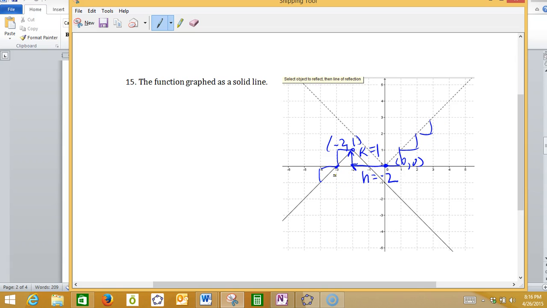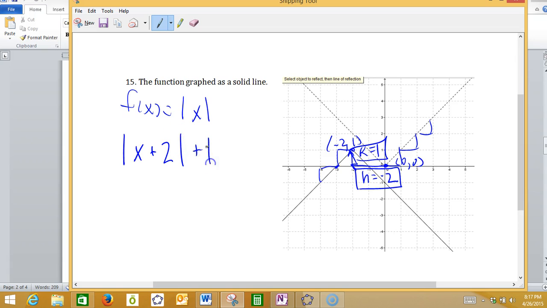So what our expression should be, if we talk about our parent function as the absolute value of x, the graph shifted over 2 units to the left and up 1. So our expression would be the absolute value of x plus 2. We're subtracting a -2, and then it went up 1, so we say plus 1. So there's our new function that transformed this parent function to this new one right here.